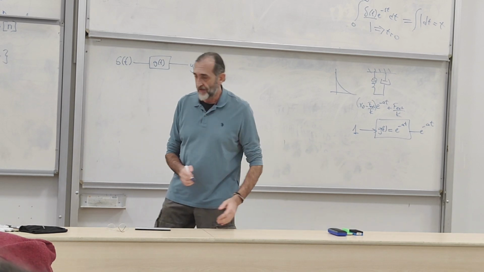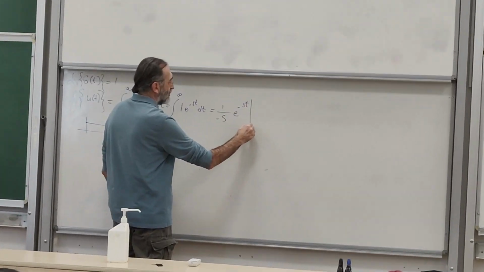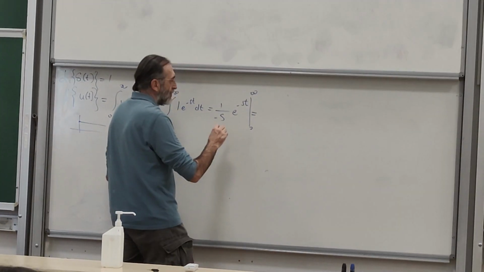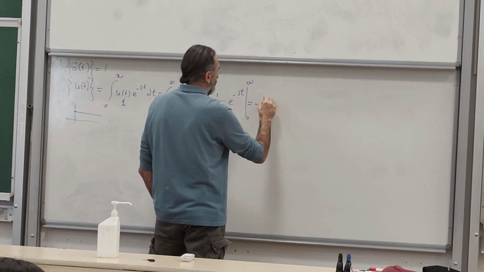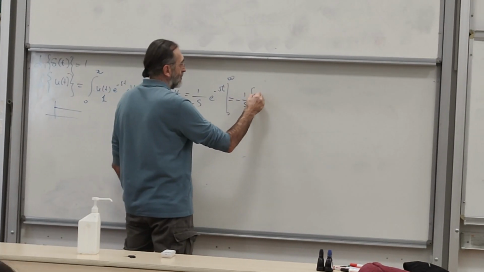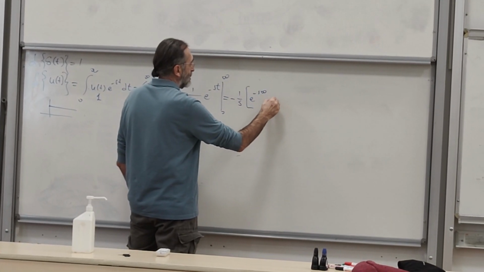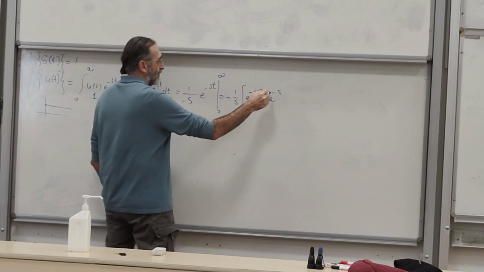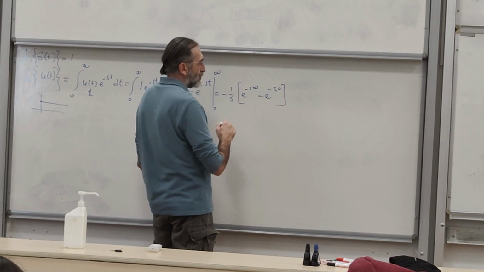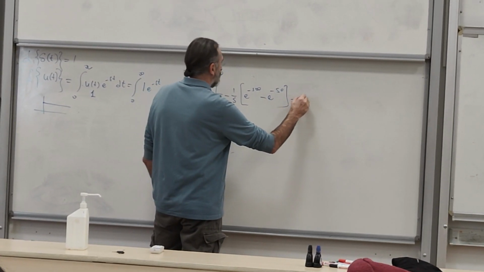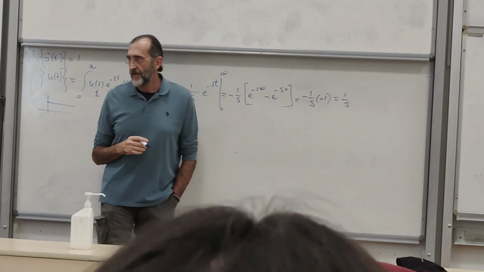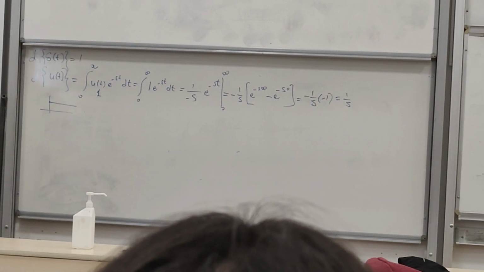This is a signal. Time up. Alright. e to the minus t from 0 to infinity. So that means that you have minus 1 over s times e to the minus s infinity minus e to the minus s0. Okay, and that is 0. And this is 1. So what we have is minus 1 over s times minus 1, and this is 1 over s.